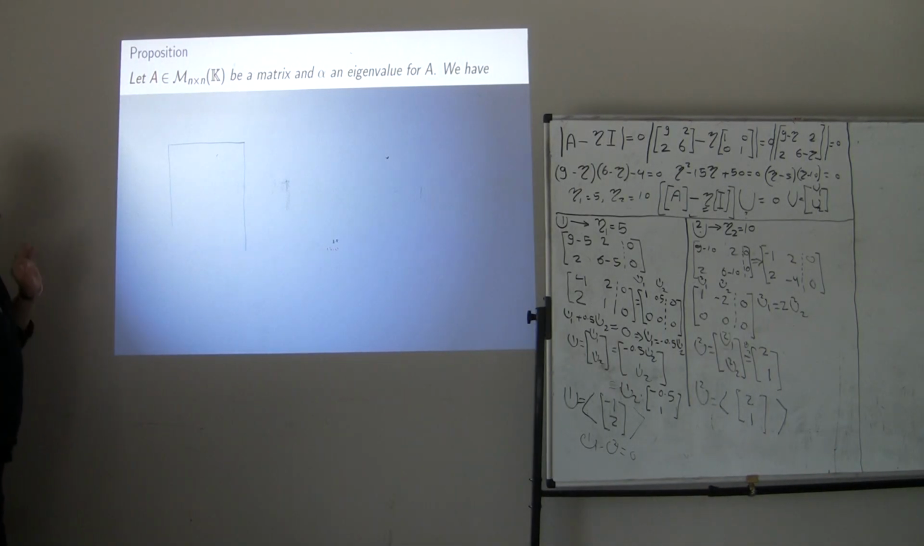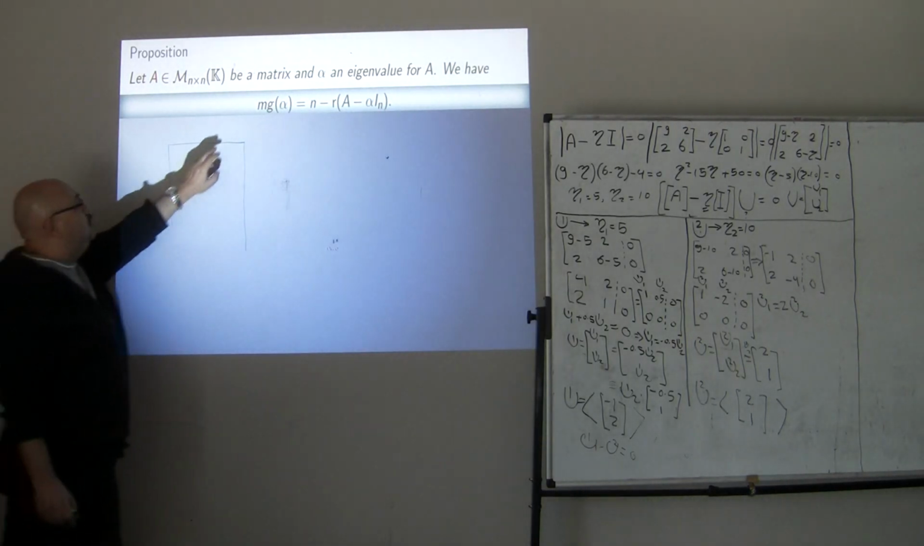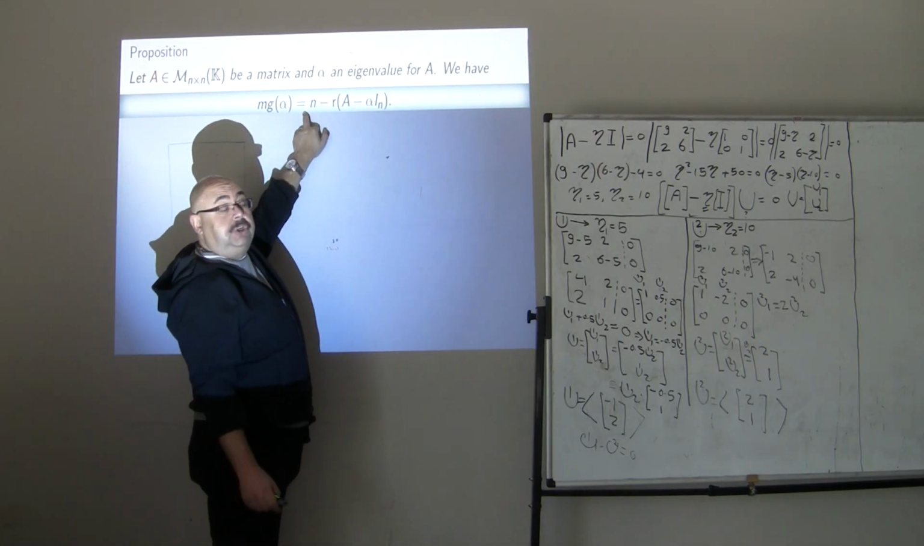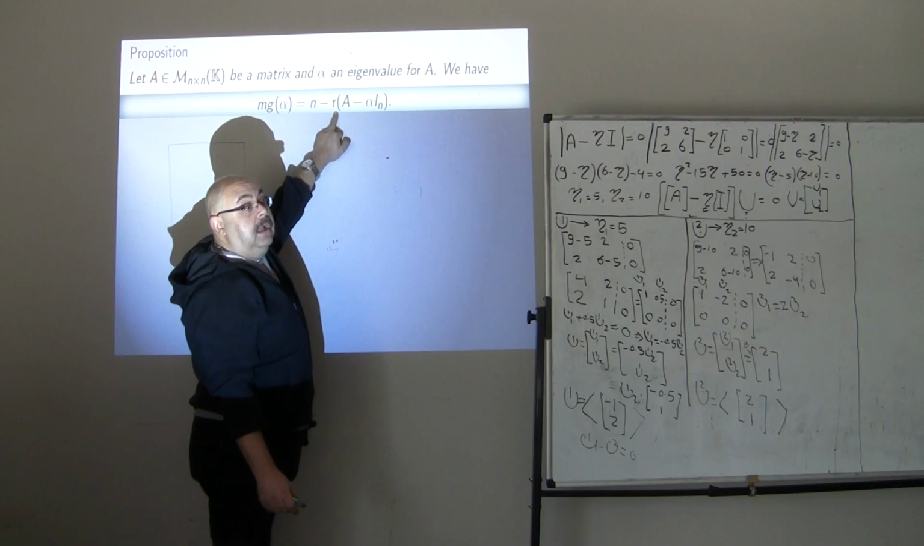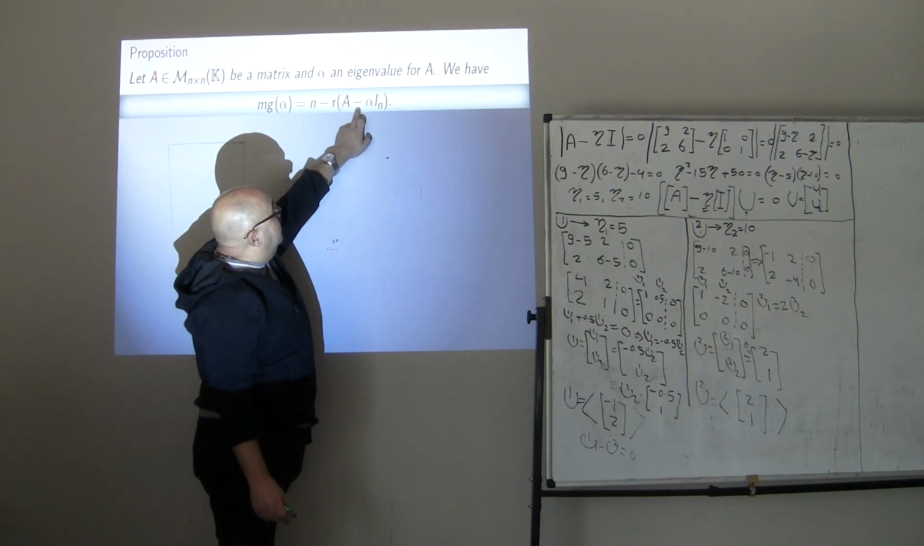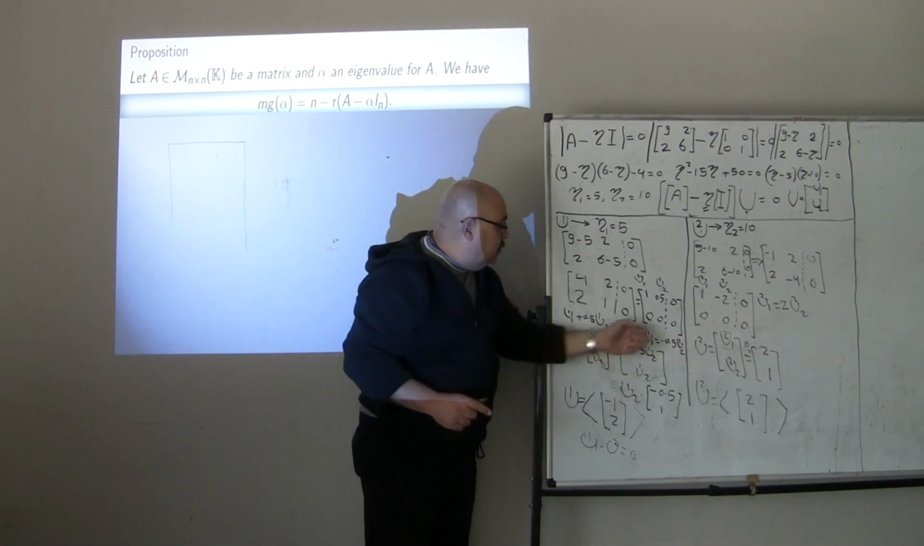Once more, let A be my matrix and alpha its eigenvalue. This is the geometric multiplicity. Remark, it's equal to n, the dimension, minus the rank of A minus alpha times the identity. It makes sense. What's the rank here? What was the rank here?